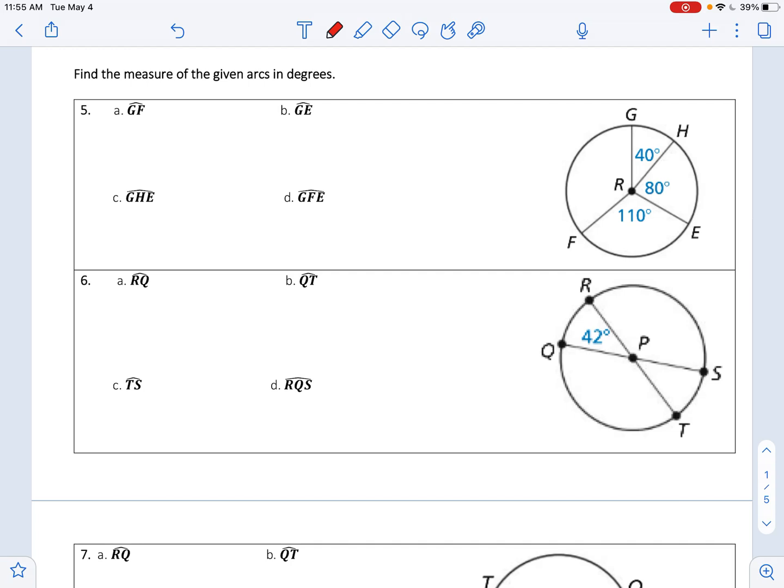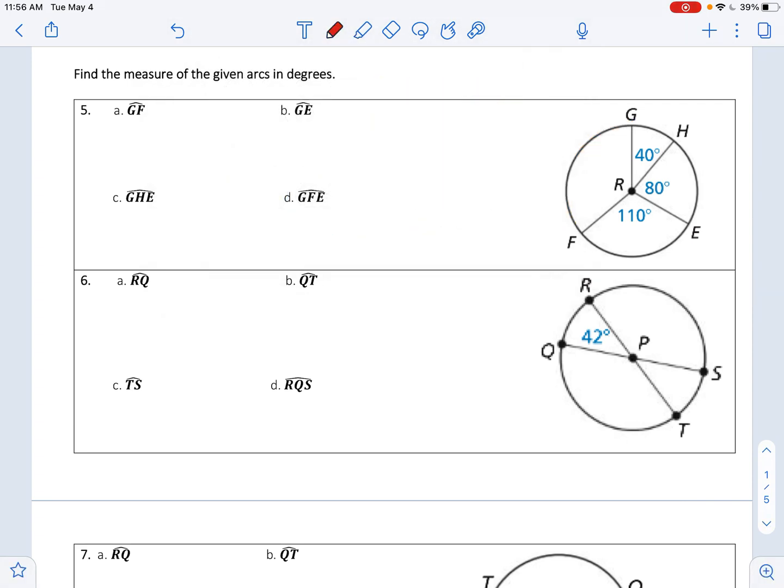In this video, we're going to talk about how to find the arc measures. So the arc measures are the degrees associated with each arc. So GH would be 40, HE would be 80, and FE would be 110. But how do I find a missing arc or missing arcs in a circle?